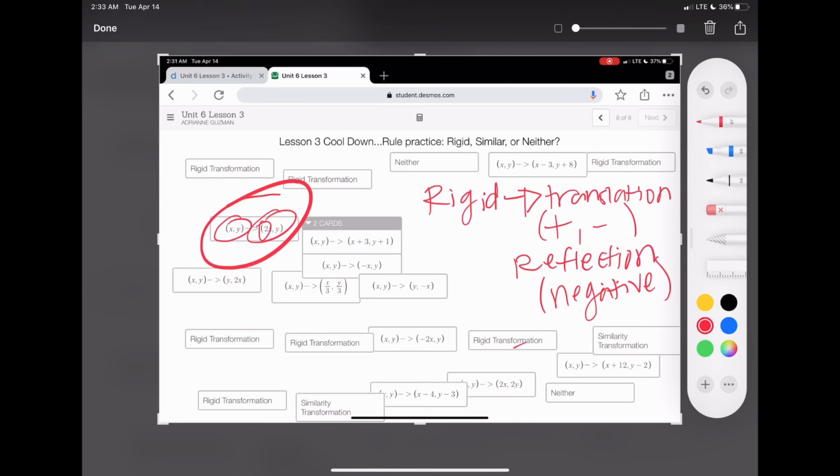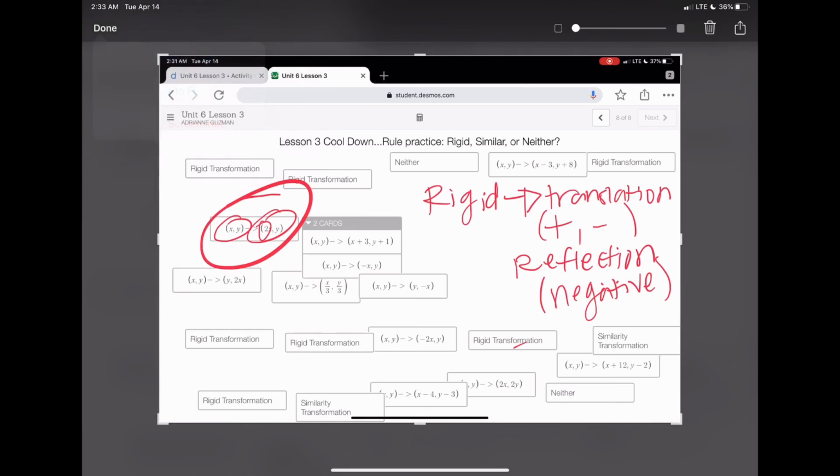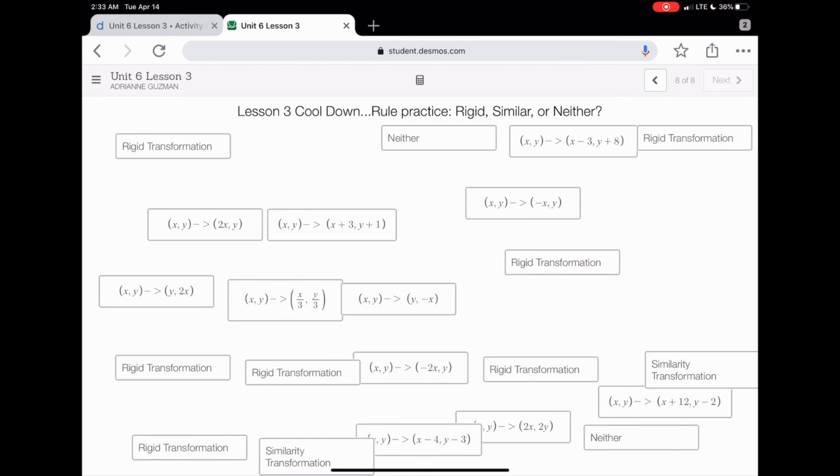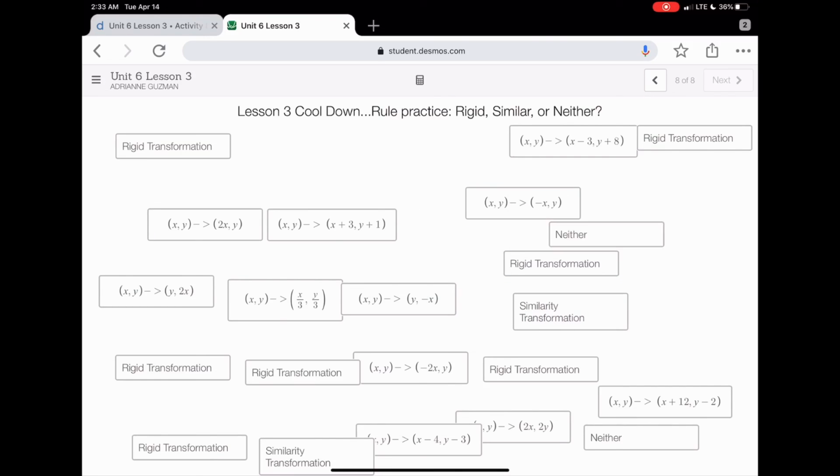So as we're matching these, we have to think about which ones are rigid transformations, where the size doesn't get bigger or smaller, which of them are similar, where maybe they got bigger or smaller, and what if neither of them falls into that category? So go ahead and match these up and you're done with this lesson.